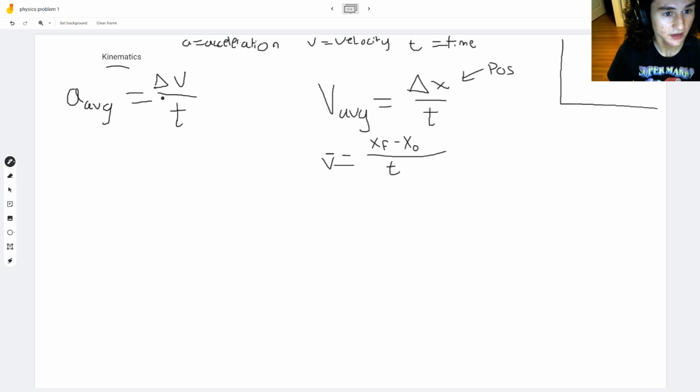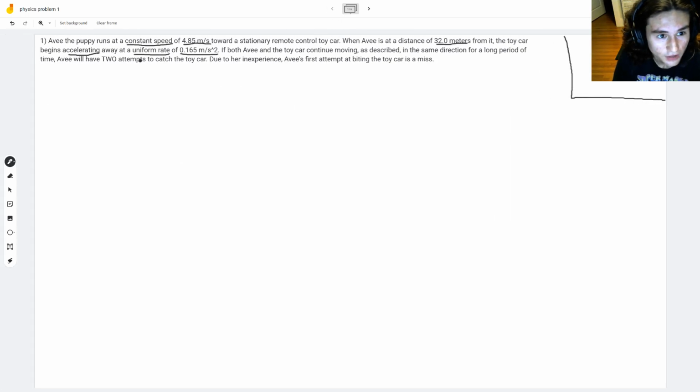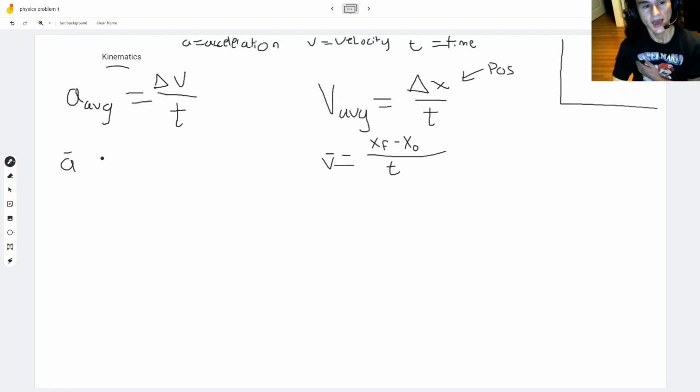Now I'm going to do the same thing over here with average acceleration. Again, I'm going to put a bar above this. This little AVG just means average. This bar also means that it's average. And the thing is, in kinematics, we have constant acceleration, or uniform acceleration. That means this average acceleration is going to basically be the same regardless of what the beginning and end are, because they're the same.